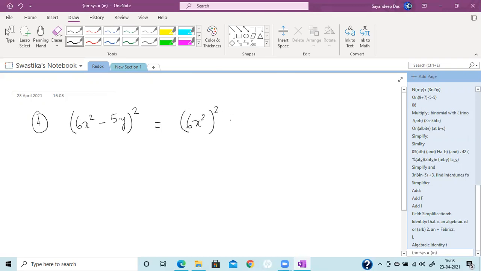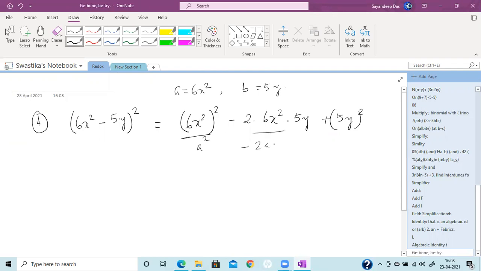minus 2 into 6x² into 5y plus (5y)². So dear students, here the a term is equal to 6x² and the b term is equal to 5y. So you can see here, we have written a², this is minus twice ab, and this is b². Hope that this is now clear, that this is (a − b)².